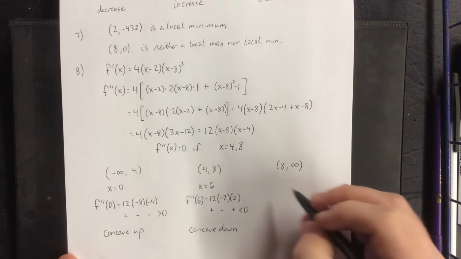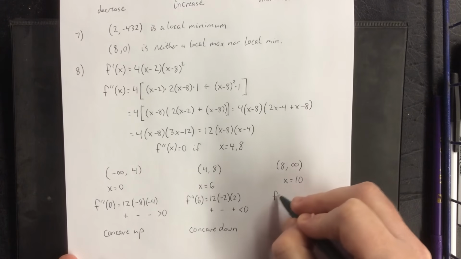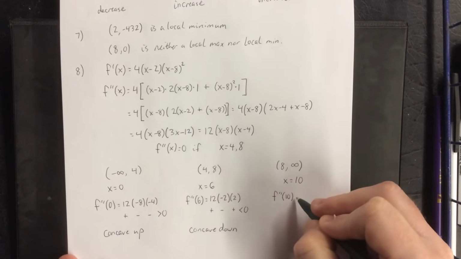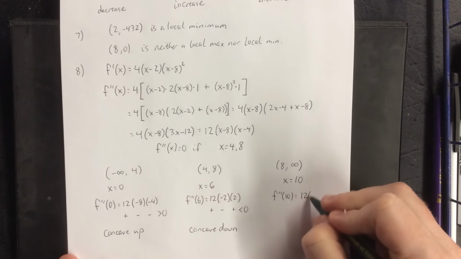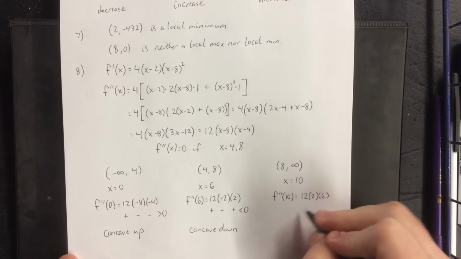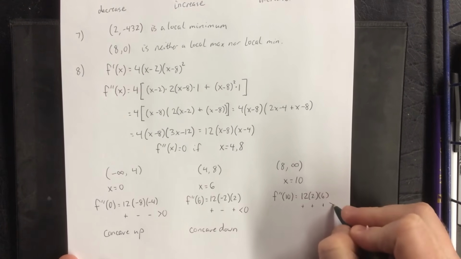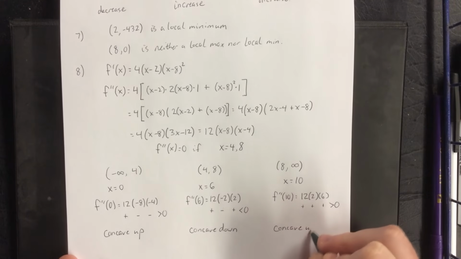And finally, for 8 to infinity, we used 10 last time. We can reuse it here. F double prime of 10 is going to be equal to 12 times 10 minus 8 times 10 minus 4. I'm seeing nothing but positive around here, so positive result means that this will be concave up.